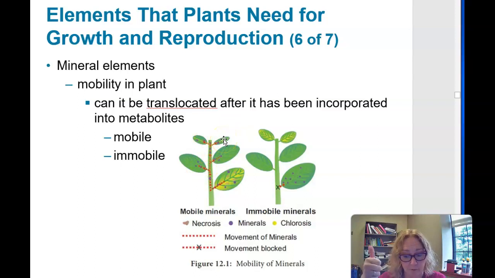The main sink is going to be your fruits, your flowers, your seeds. If you had a fruit or a bud up here, all of the nutrients from the soil, from the photosynthesis, all of that would be moving there. So remember, nutrients go from source to sink.